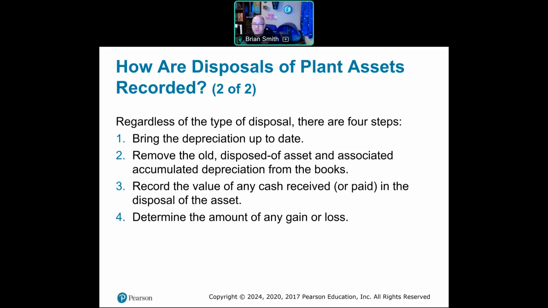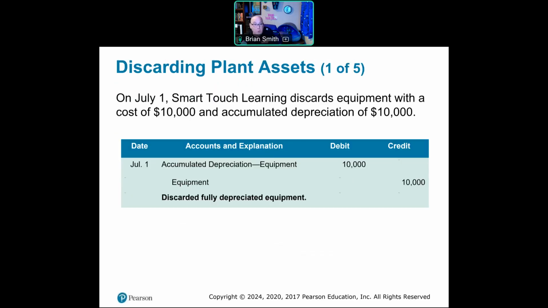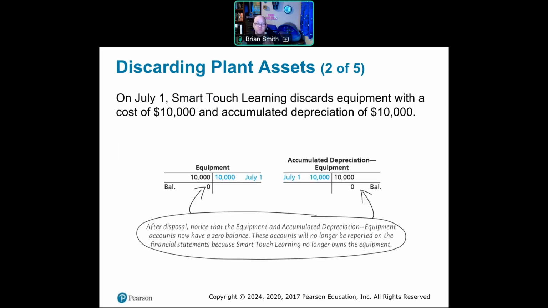Disposal of plant assets. If we're just disposing of it, just throwing it in the trash, we're going to debit the accumulated depreciation and credit the equipment. It's gone. That's assuming we depreciated it fully and it's just gone. Doing that will give us zero balances in their ledger accounts.